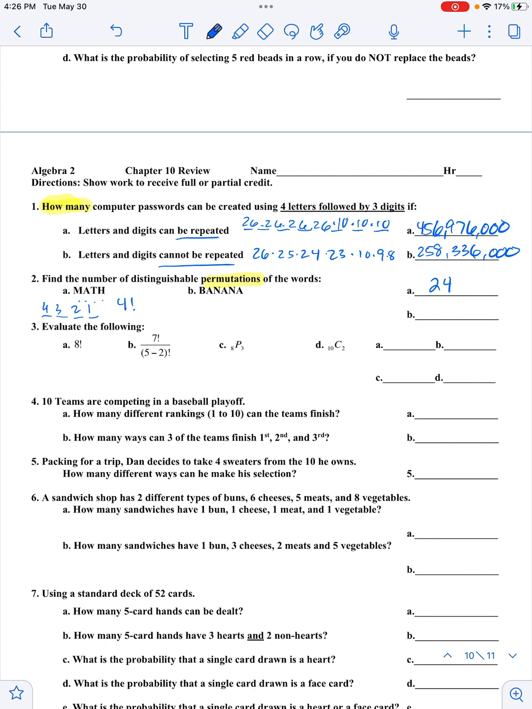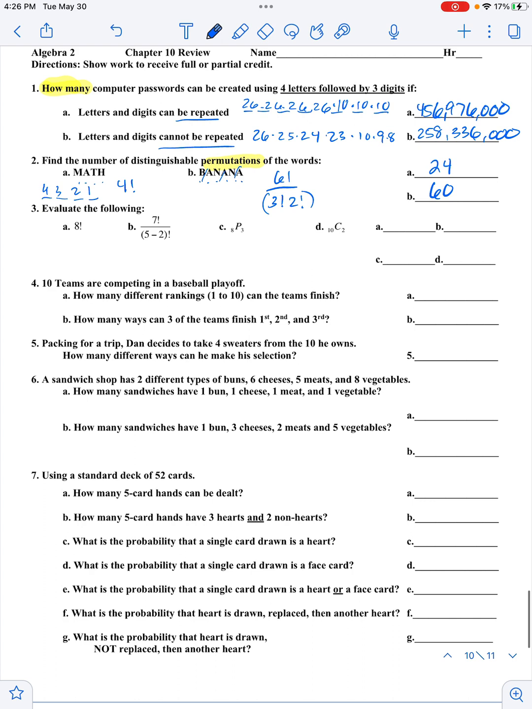Banana is different because even though there's 1, 2, 3, 4, 5, 6 letters, you have to divide out the fact that there are 3 letters that repeat as A's, and then there's 2 N's, so I have to factor those out as well. And then I do that whole thing, including the parentheses, on my calculator, and I'll get 60.